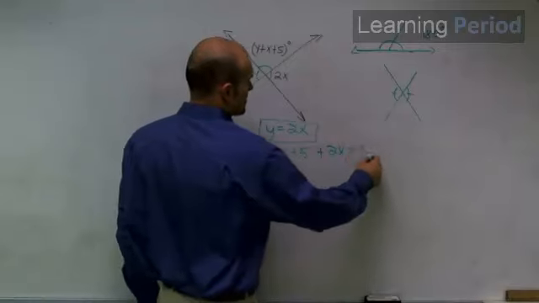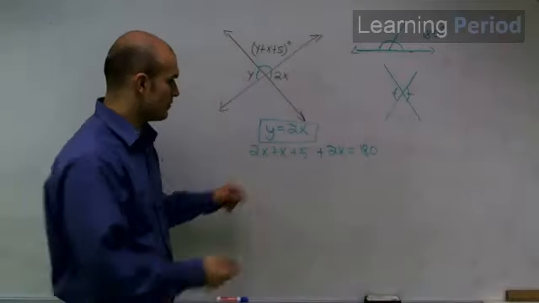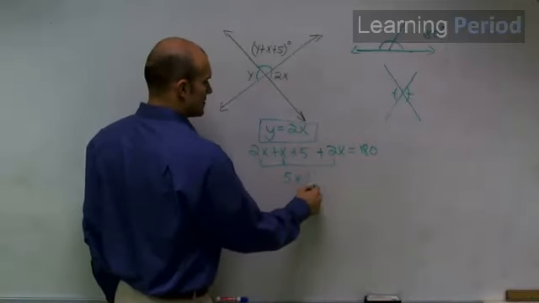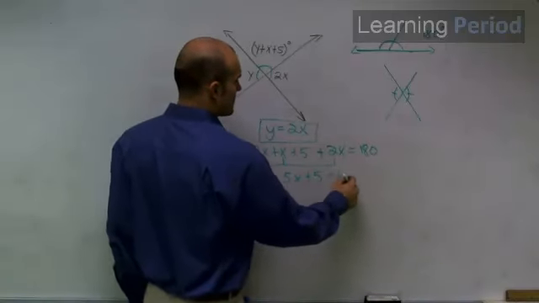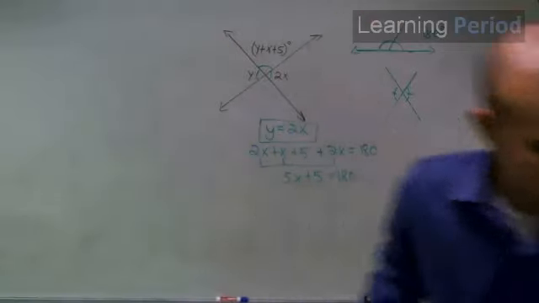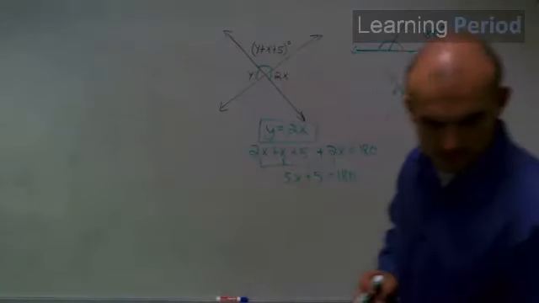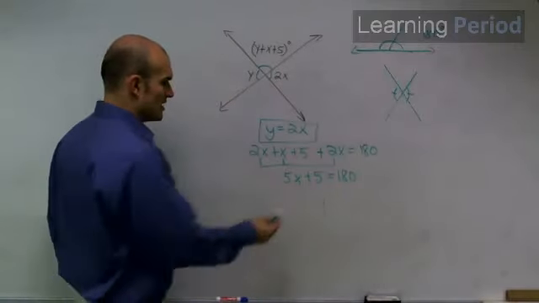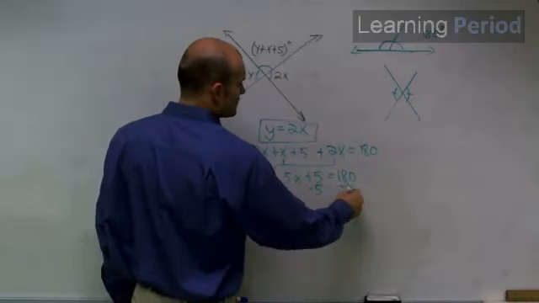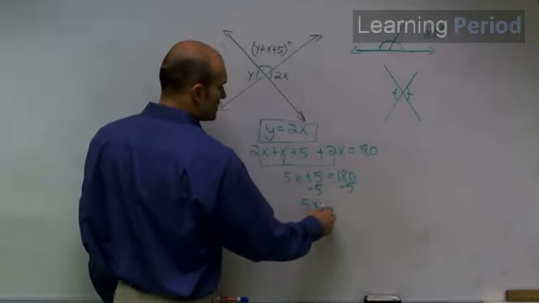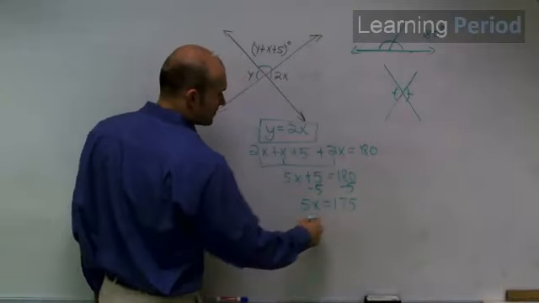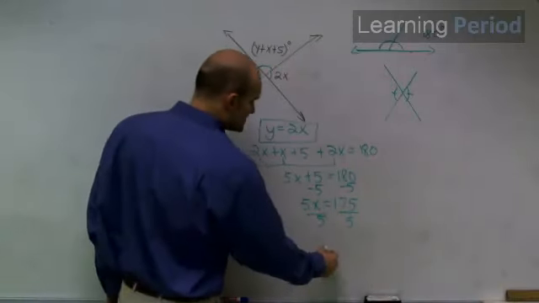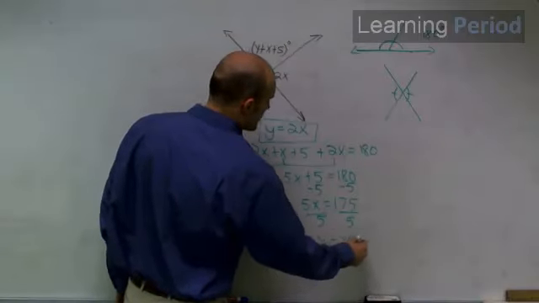I'm going to combine my like terms, and I get 5x plus 5 equals 180. Then my last step is I just need to solve for x. So I subtract 5 from both sides. I get 5x equals 175. Divide by 5 on both sides, and what I obtain is x equals 35.